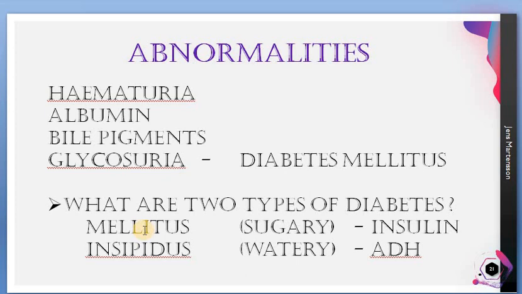Mellitus means sugar. So diabetes mellitus is sugary urine. Insipidus is watery urine, that is tasteless urine. That is because of low secretion of anti-diuretic hormone, or vasopressin.